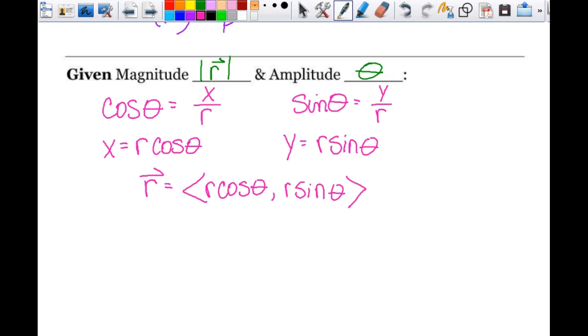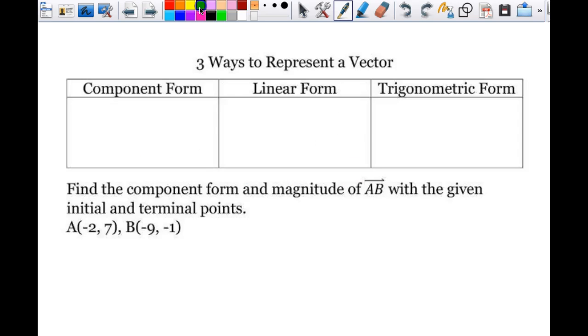So let's look at the three ways to represent a vector. First is the component form, right? So my vector looks like this, right? Component form is that ordered pair with the pointy brackets, x, y. Right?